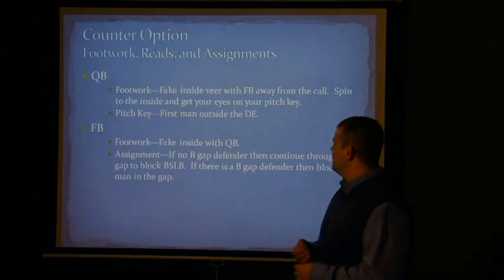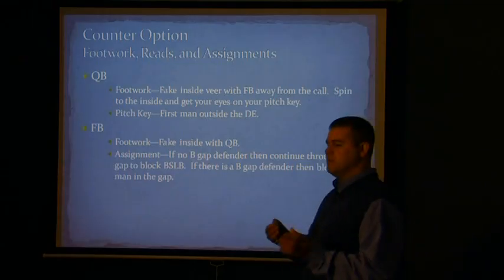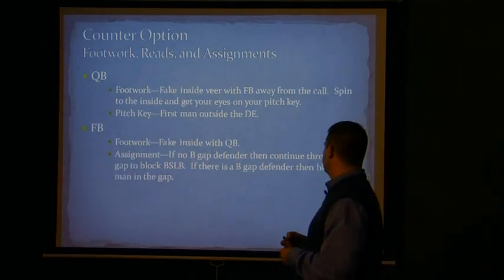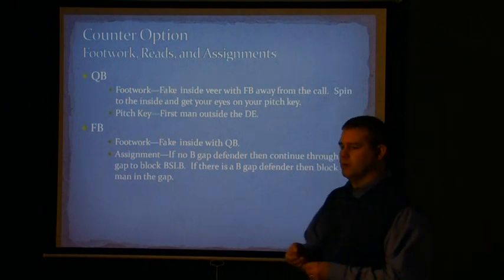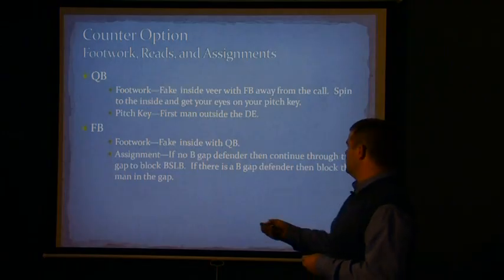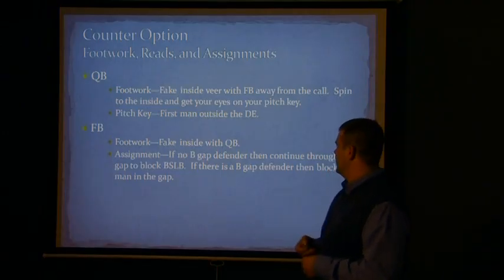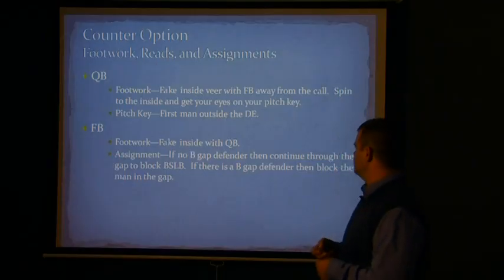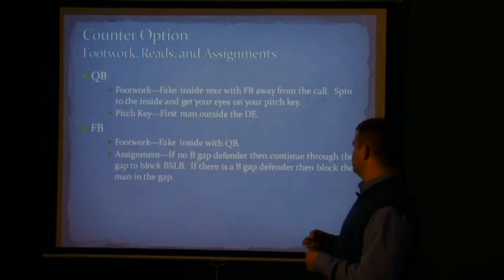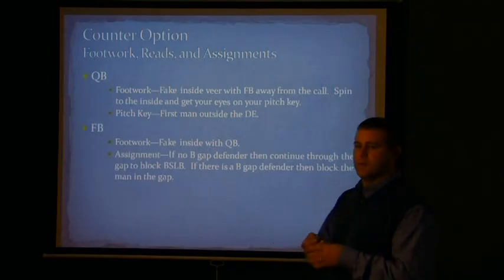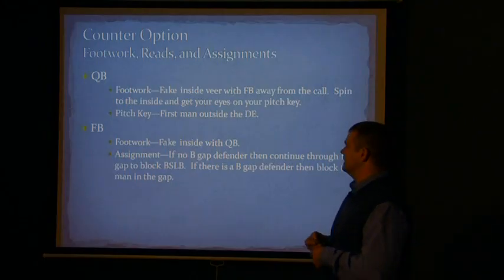Our assignment, if we have a B-gap defender away from the call, then we're going to expect our fullback to block that guy. Because we're going to pull that play side guard or that backside guard, and we're going to expect, if he has a B-gap player, that our fullback's going to pick that guy up. And we'll look at what the tackle's responsibility is here in a second. But it's important that we're able to do that. If there's not a B-gap defender, if there's an A-gap defender, our center will take care of that. So our fullback's now responsible for the backside linebacker.